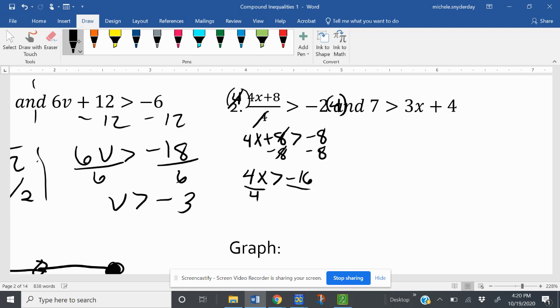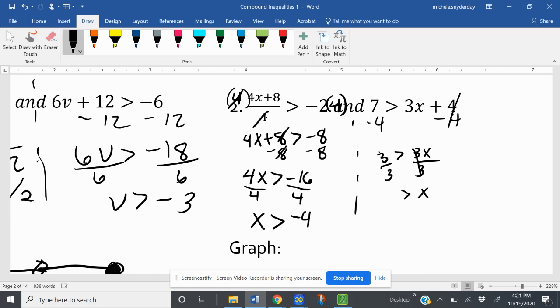Divide both sides by 4, and we have x is greater than negative 4. Negative 16 divided by 4 is negative 4. Then we have the second part of the inequality. Subtract 4 on both sides. That goes away. 7 minus 4 is 3. So we have 3 is greater than 3x. Divide both sides by 3. That's 1. So x is less than 1.